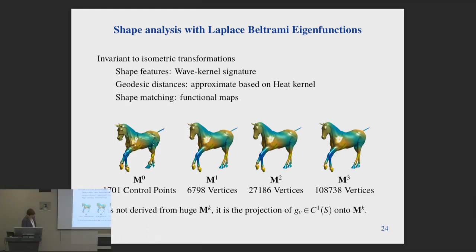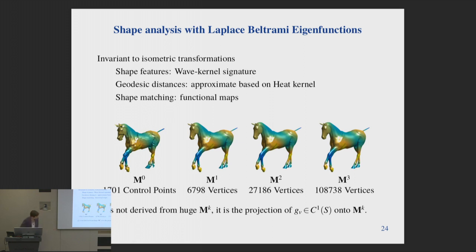And we're looking at wave kernel signatures, which is a shape descriptor, geodesic distances, and shape matching by functional maps, which are quite standard things that we do in shape. Now, for you to understand what we're doing, I'll be doing all the operations on the control mesh, on the control grid. So we have a few control points, and I'll be visualizing things on a 3-level subdivided mesh. But it's not that we subdivide and do shape analysis there.